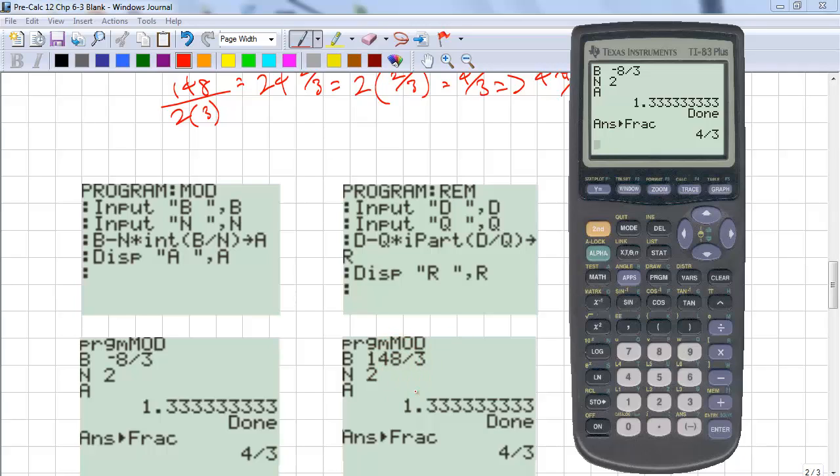Let's run this with 148 over 3. So we press program, we run mod, enter, 148 divided by 3, and 2 is what we're modding with. And then again, math, fraction, enter, enter, and we get 4 over 3. So it's not mandatory to enter this program, but I think it'll make your life more convenient.